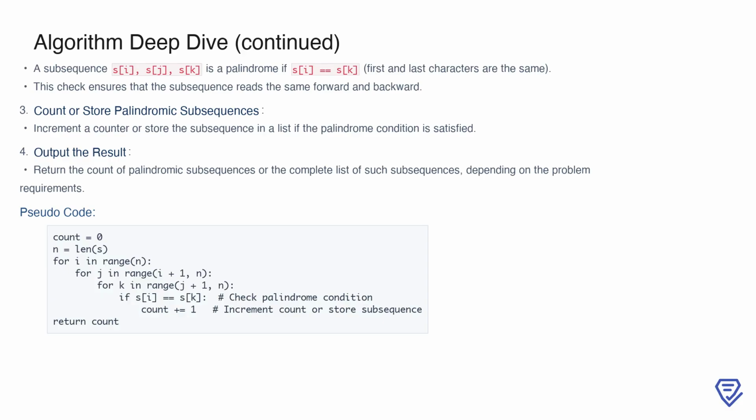Here's a simple pseudocode for the brute force approach. We initialize a counter to 0 and iterate through all possible triplets i, j, k, for i less than j less than k. For each triplet, we check the palindrome condition S[i] equals S[k]. If it holds, we increment the counter or store the subsequence. Finally, we return the counter as the result. While this approach works, it is not efficient for large strings as it involves 3 nested loops, resulting in a time complexity of O(n cubed).